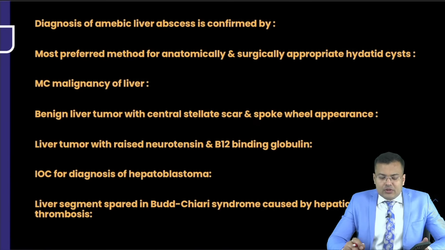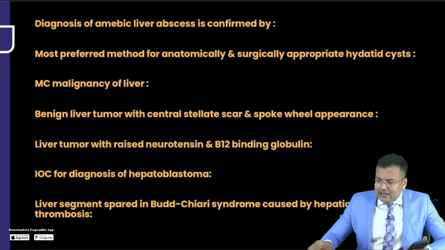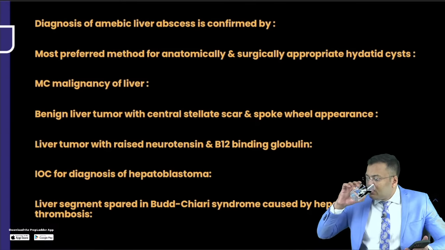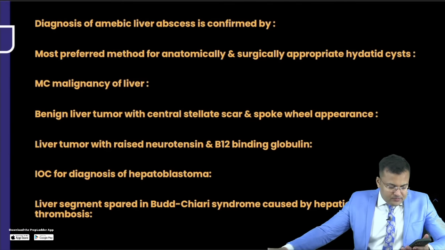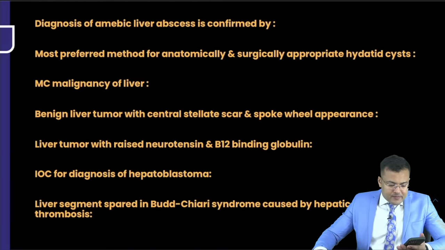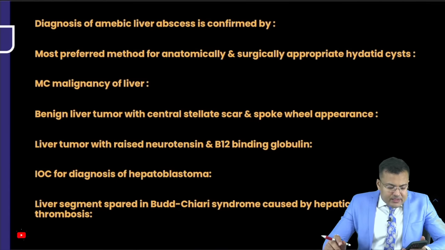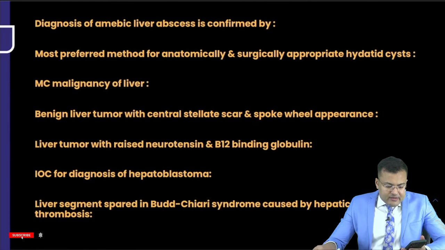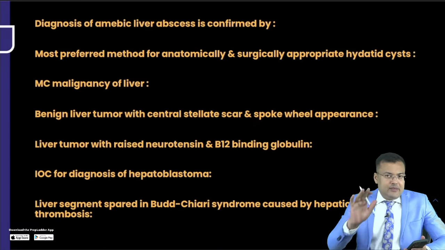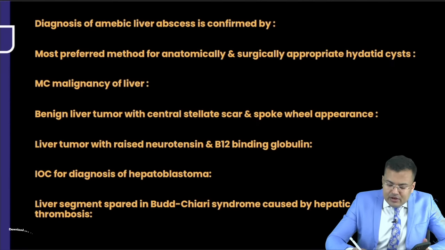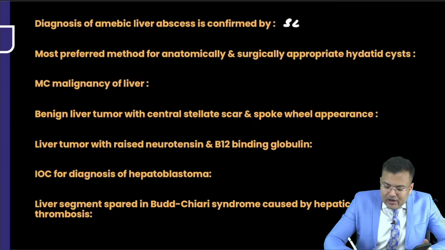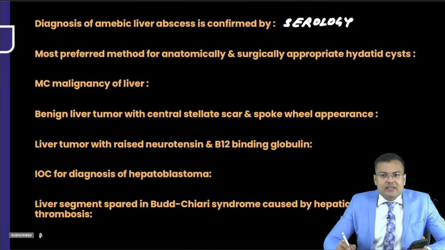Next question. Diagnosis of amoebic liver abscess is confirmed by, tell me guys. Shipra, correct. Mittu Kumar, correct. Ankit Gujjar, you are correct. Next person is Sherin. Jitu Meena. Yes, majority of you are correct. Aspiration and culture is done in pyogenic liver abscess. In amoebic liver abscess, it is serology. Here there is formation of antibodies and we diagnose it by serology. Clear? So diagnosis of amoebic liver abscess is confirmed by serology.